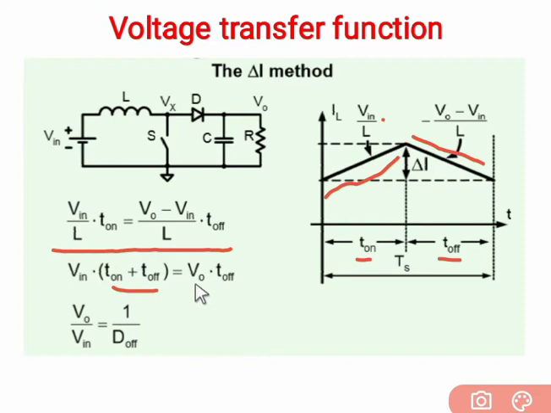So VO divided by V in equals total time Ts divided by T off. As we all know, T off by Ts is the D off time. So VO by V in is 1 over D off, because here the numerator is Ts and the denominator is T off. D off is defined as T off divided by Ts. So here VO by V in equals 1 over D off.